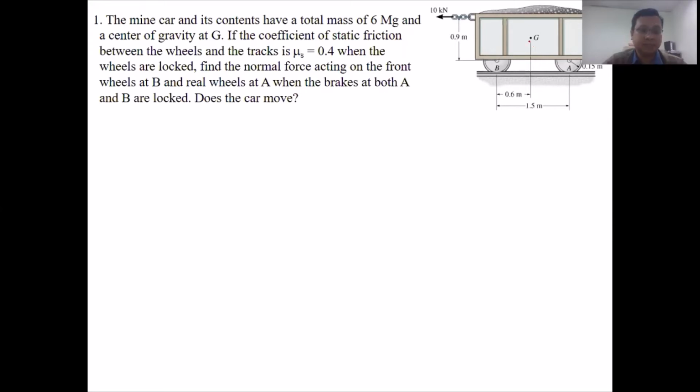Today I would like to introduce our tutorial in week 11 on friction. We have several questions here in the tutorial on the friction topic. So how do we solve problems on friction? I would like to go first and give an example of how to answer the tutorial. Let's check question number 1 first.